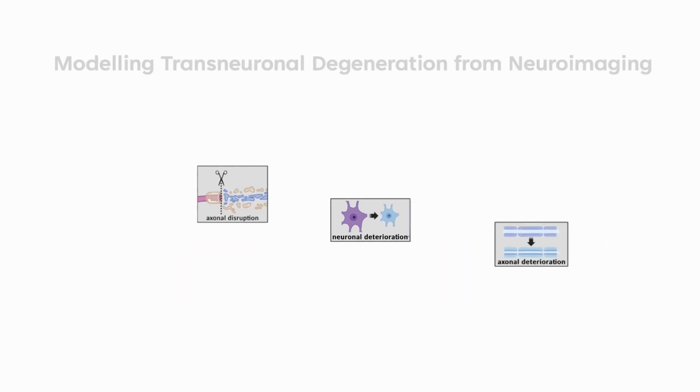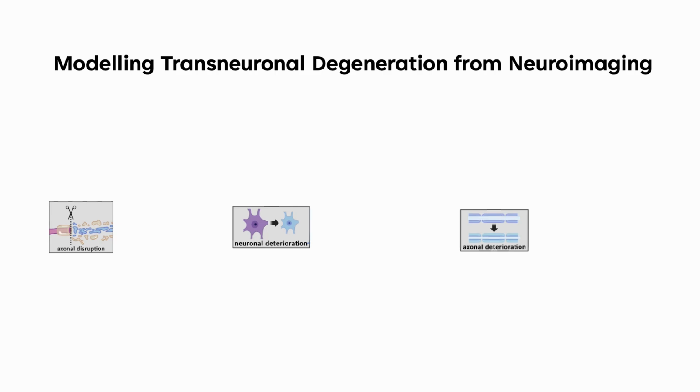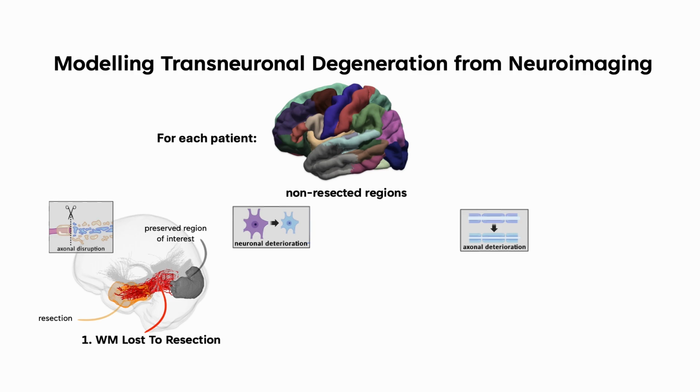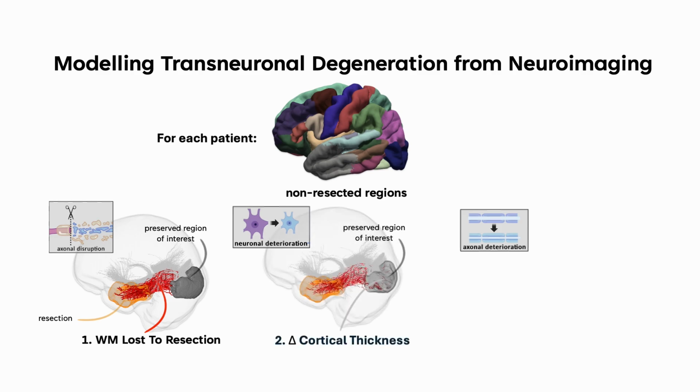So how did we model transneuronal degeneration from neuroimaging? Well, for each patient, we first parcellated the brain into anatomical regions and then removed those portions that had been resected. For each region, we then measured three effects. First, the fraction of white matter intersecting the resection cavity, which we deemed lost to resection. Second, the change in cortical thickness from pre to post surgery.